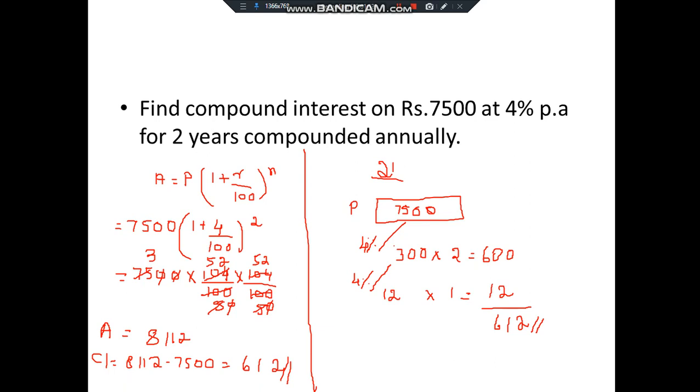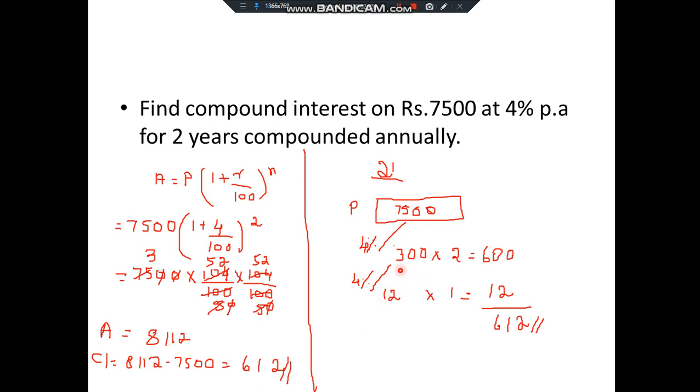So 7,500 is your principal, so don't touch it, keep it as such in the box. Within a box you write down 7,500. Then you have to find 4% of 7,500, which is 300. Again, since it is 2 years, we'll have to find one more 4% of 300. So 4% of 300 is 12. We'll stop till this. If it is for 3 years, we'll have to find 4% of 12 also. Since it is 2 years, we'll stop till this.